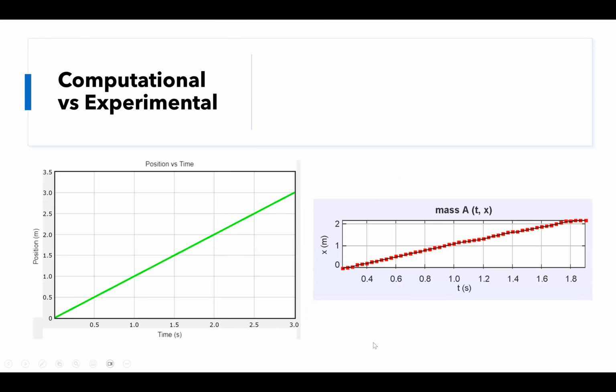Here are the two graphs side by side. You can see position over time and position over time. Both have a constantly increasing slope that remains the same throughout, showcasing constant velocity.